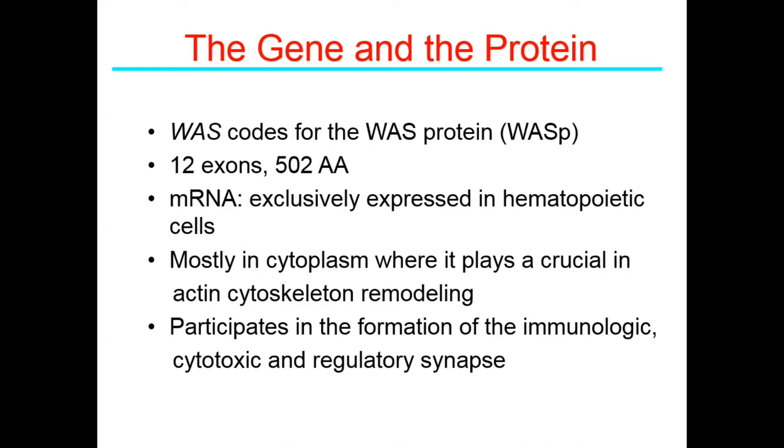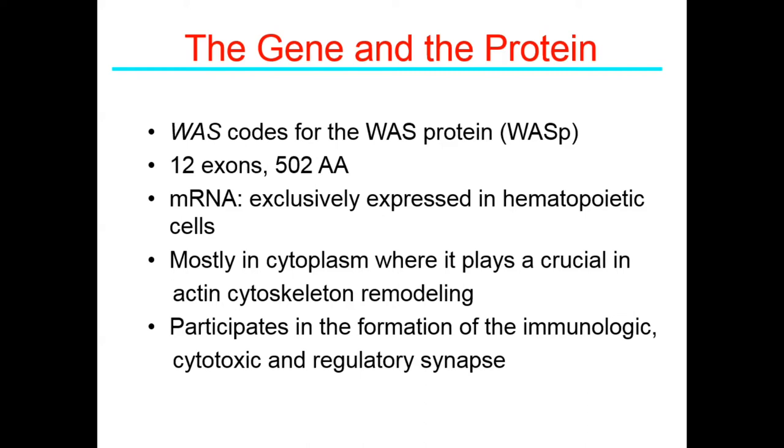So what does this gene and the gene product, the protein, do? The gene is a medium-sized gene. There are some that have 40 or 50 exons. So it's easy to sequence, about 500 amino acids, so it's a good-sized protein. And the gene is transcribed into messenger RNA, and that tells you where the gene is active. And the messenger RNA is exclusively expressed in hematopoietic cells. So although the gene is in every cell, it's only transcribed into mRNA and into protein in cells from the blood-forming system.